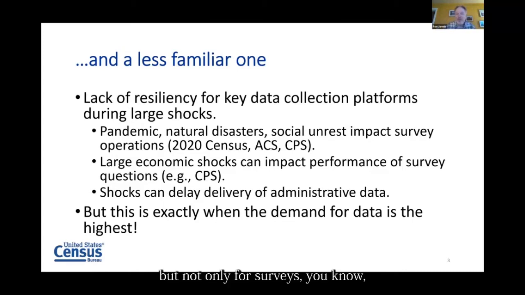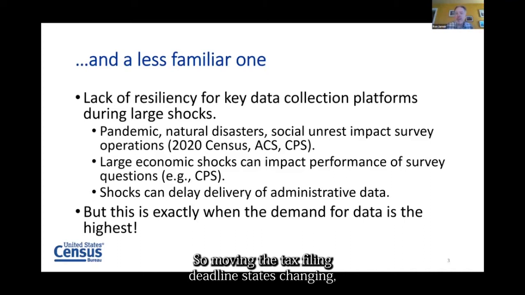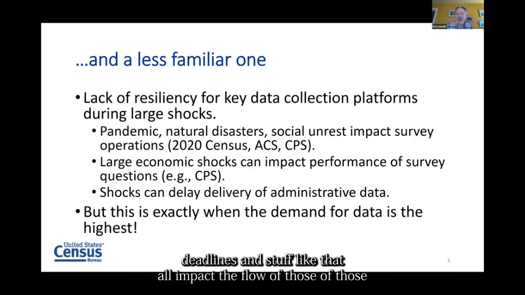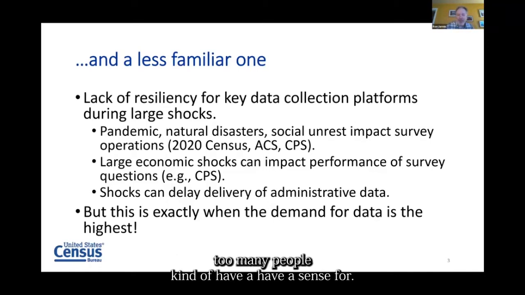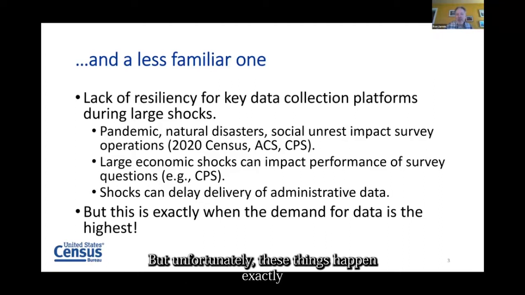But not only for surveys, shocks delay deliveries of administrative data. So moving the tax filing deadline, states changing UI filing deadlines and stuff like that, all impact the flow of those administrative data to places like Census and BLS. And so I think that's something that I don't think too many people have a sense for. But unfortunately, these things happen exactly when the demand for our data is the highest.